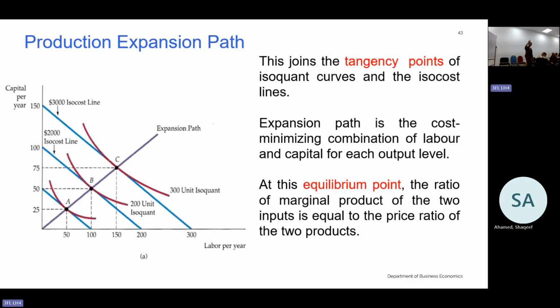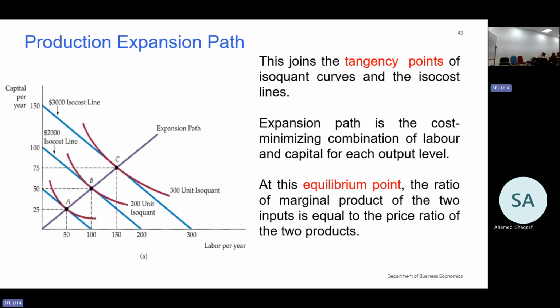Right? So we have Q1. Let's say Q1 is 100 units of production subject to this first isocost curve. Having 50 labor and 25 capital, we are producing 100 units. So we come to the equilibrium at point A.